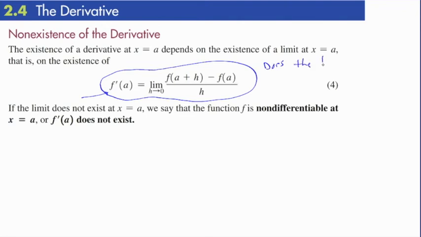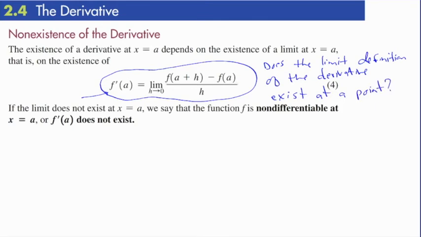So does the limit definition of the derivative exist at a point? If it doesn't, then the derivative doesn't exist at that point. If the limit does not exist at x equals a, we say the function is non-differentiable at the point x equals a, or f prime of a does not exist. So let's look at this graphically for a moment.